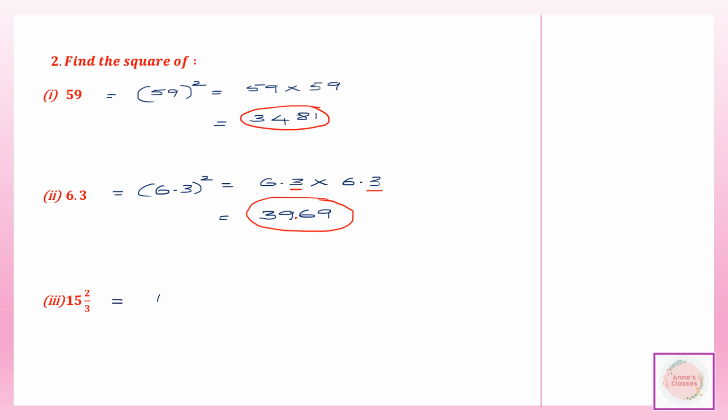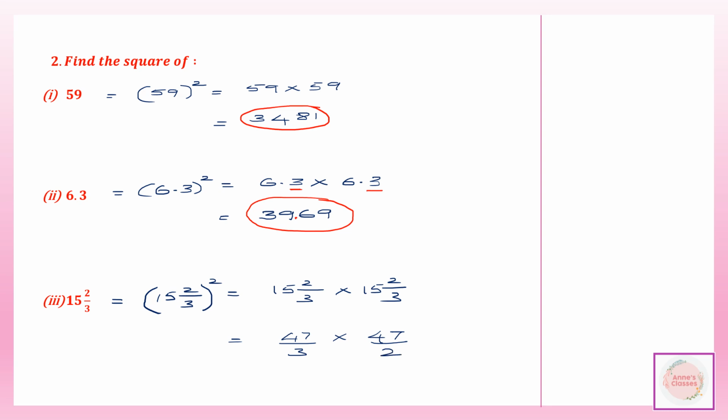The next one is find the square of 15 2 by 3. So let's write that, 15 2 by 3 the whole square. We're finding the square of this. So this will be 15 2 by 3 into 15 2 by 3. Now remember this has just become multiplication of fractions. So let's convert. 15 into 3 is 45 plus 2 is 47. So this becomes 47 by 3 into 47 by 3.